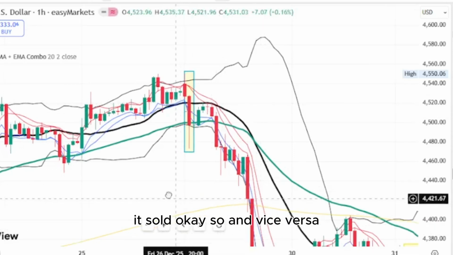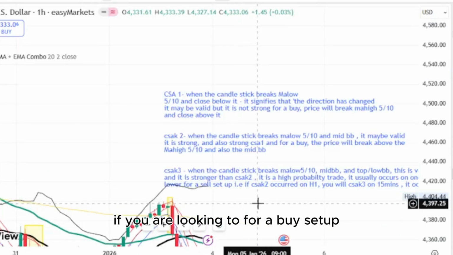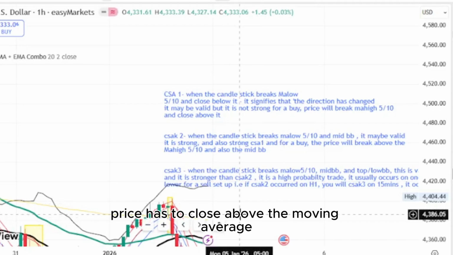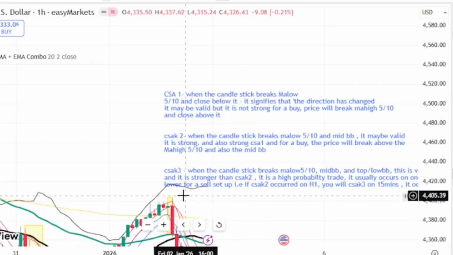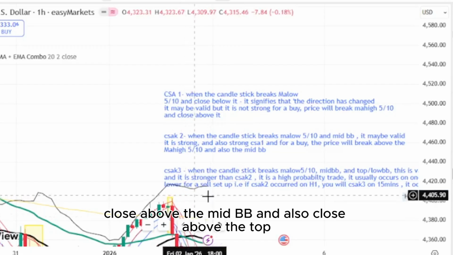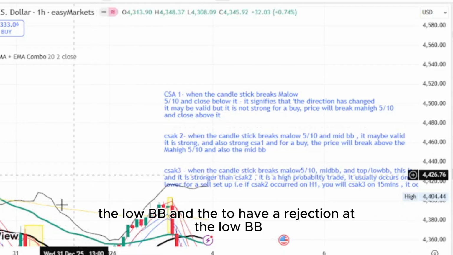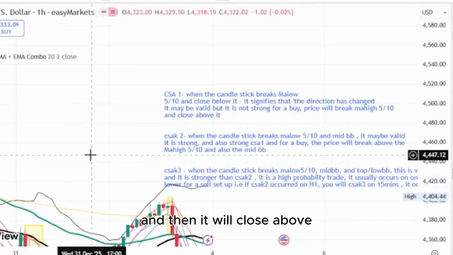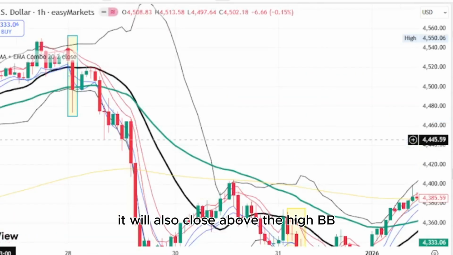Okay, and vice versa. If you are looking for a buy setup, the same thing will happen. Price has to close above the moving average 5 and 10 high, close above the mid BB, and also close above the low BB, and it will have a rejection at the low BB, and then it will also close above the high BB to show you that it's going to continue.